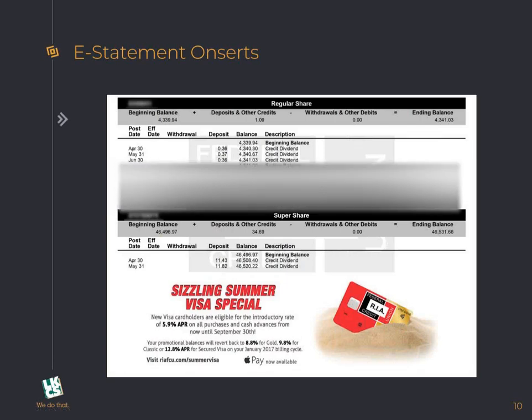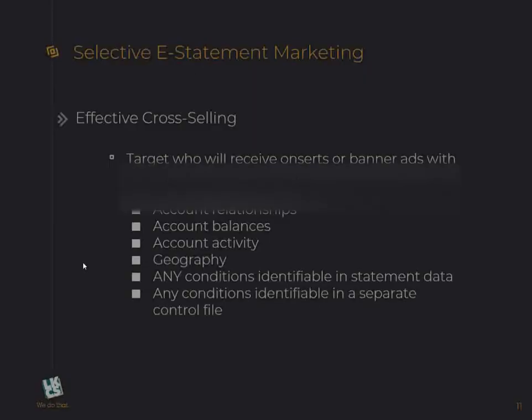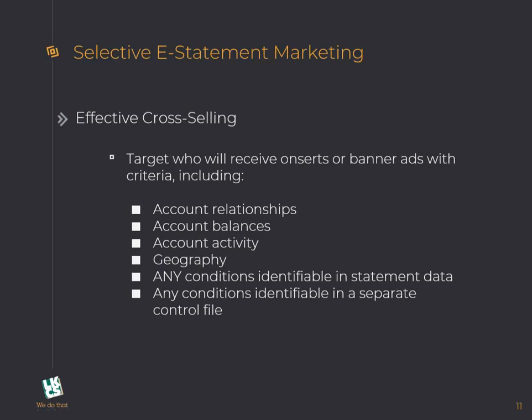And then even within the e-statement itself, you have the ability to display inserts, just like we do with our paper statements. So you have the ability to attract attention to marketing campaigns, cross-sell offers, lots of different opportunities to present marketing information directly within the e-statement display itself. So when we talk about selective e-statement marketing and how you can cross-sell different products and services and how you can target different groups of e-statement users, we can target by account relationships, so which accounts users have or don't have. We can target by different balances in those accounts.